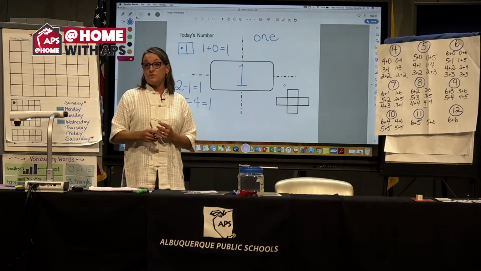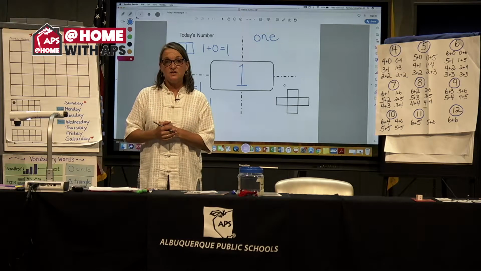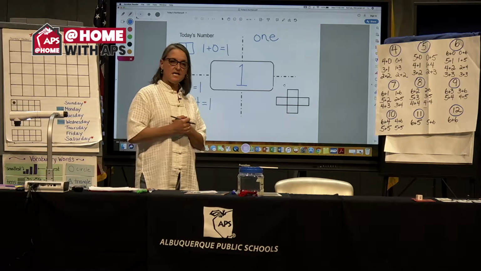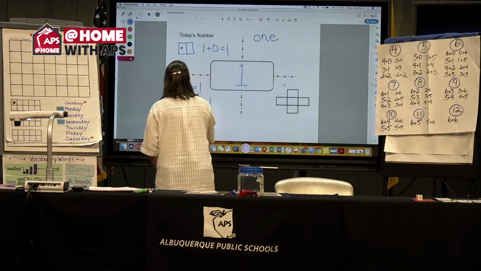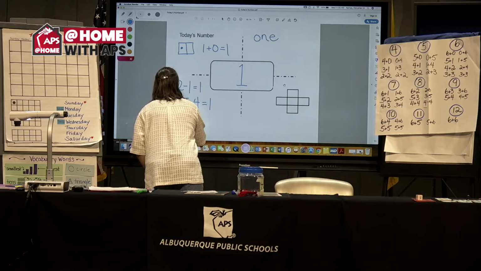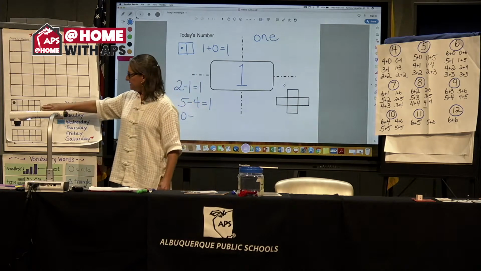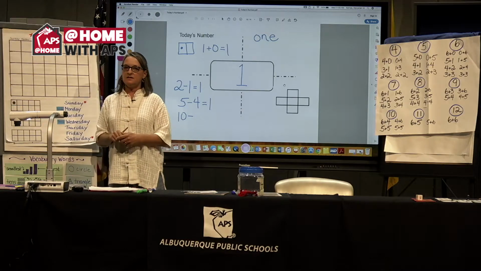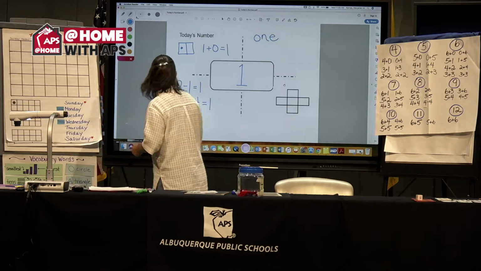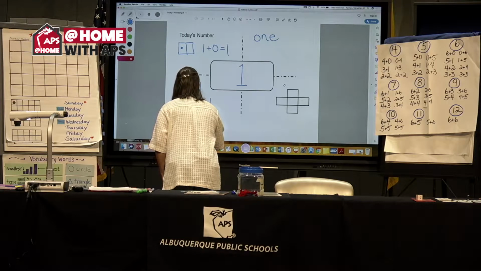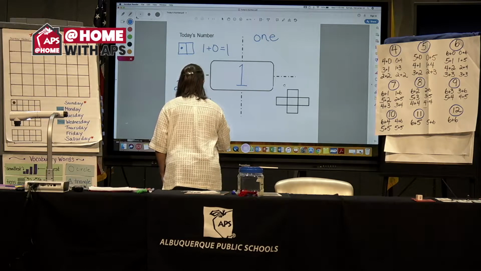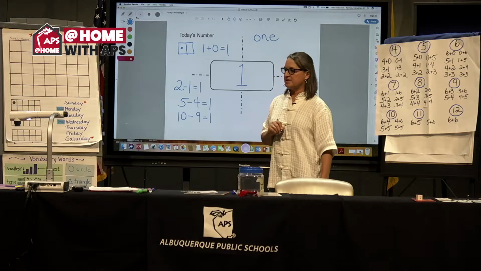Could you think of a number sentence for subtraction that uses 10? Let's try 10. What would our problem be that would equal 1? 10. How many are missing? 9 are missing. So 10 minus 9 also equals 1. And our frames help us with that, don't they?